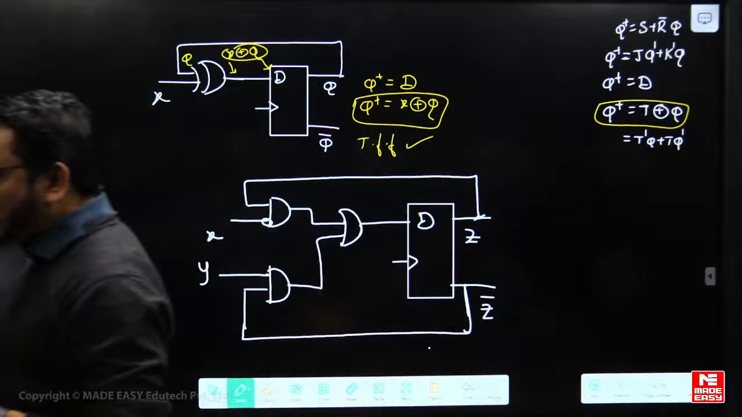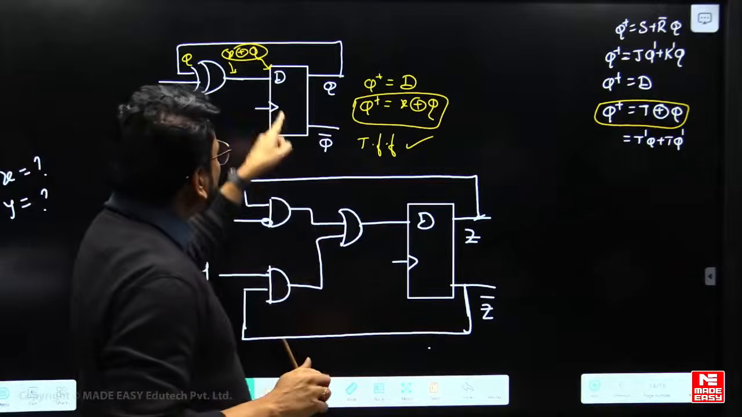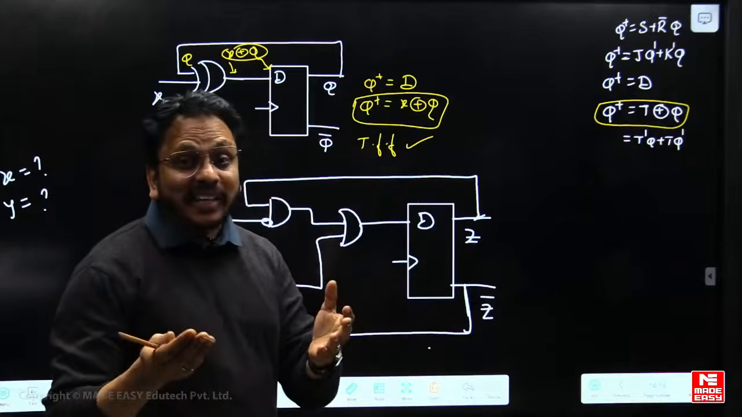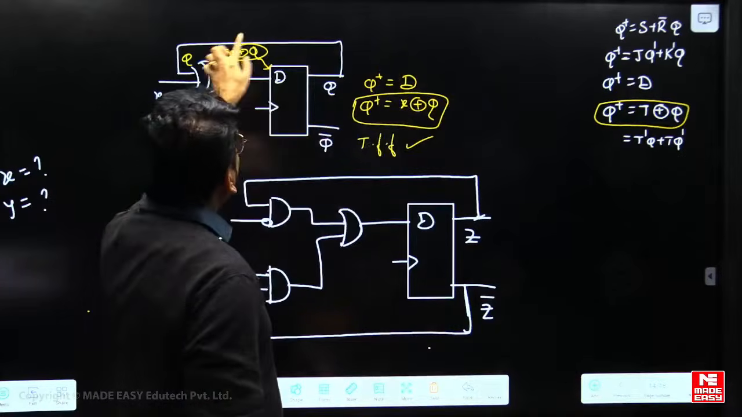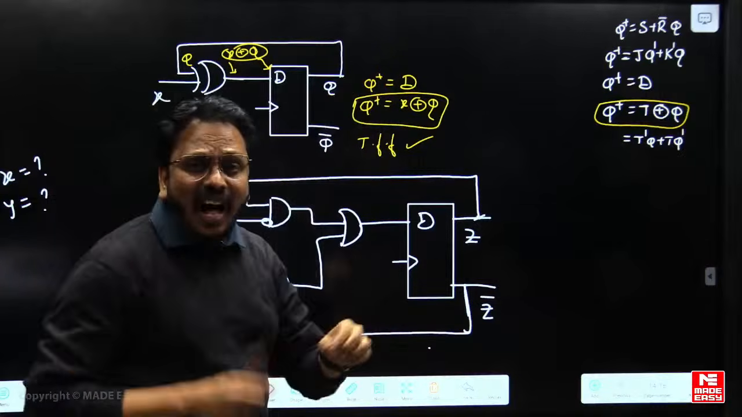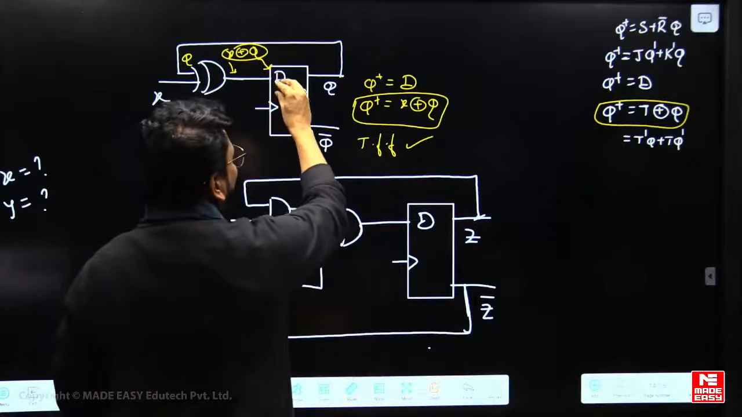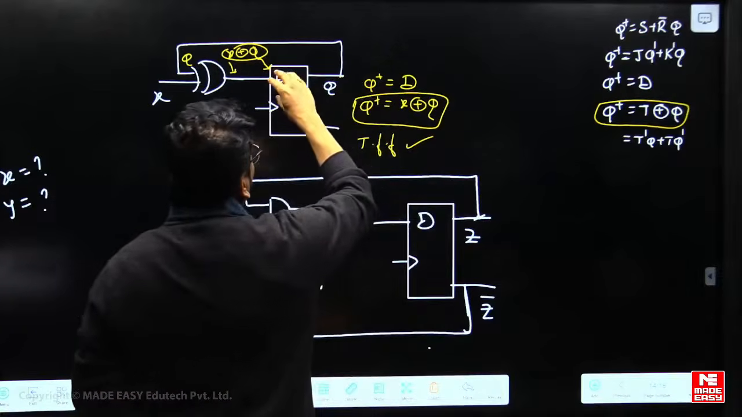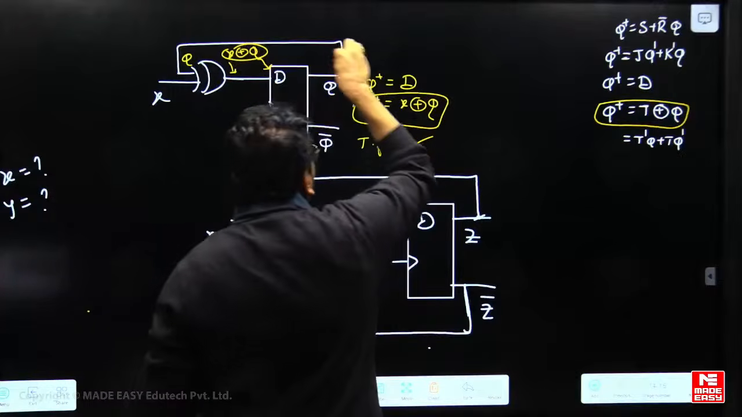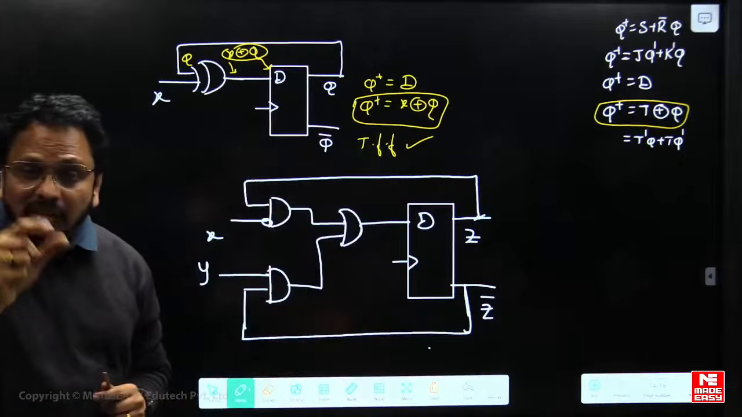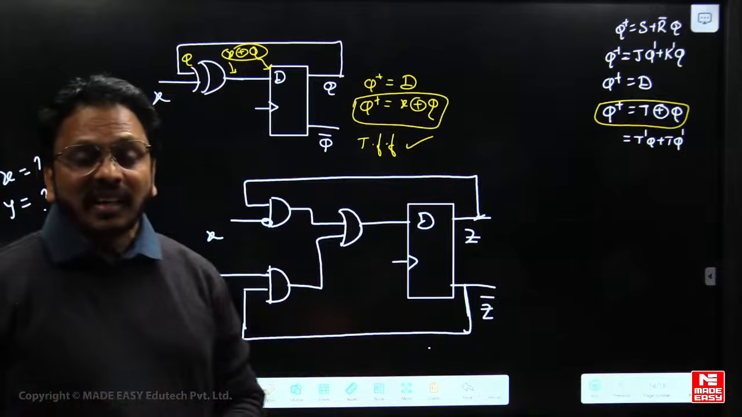In the same manner, you should handle this also. If it is not a D flip-flop, don't worry. Whatever flip-flop it may be, you write that characteristic equation, put this input in it, and solve it and you'll get it. Clear? Everyone should say.